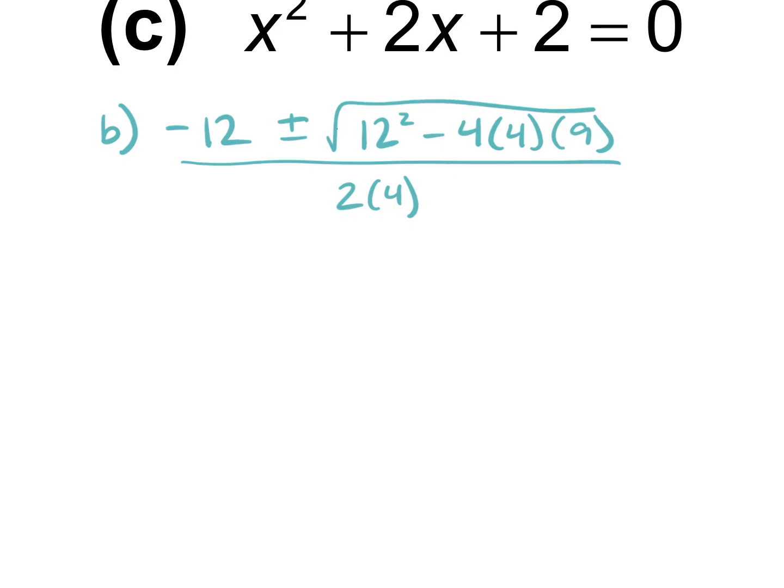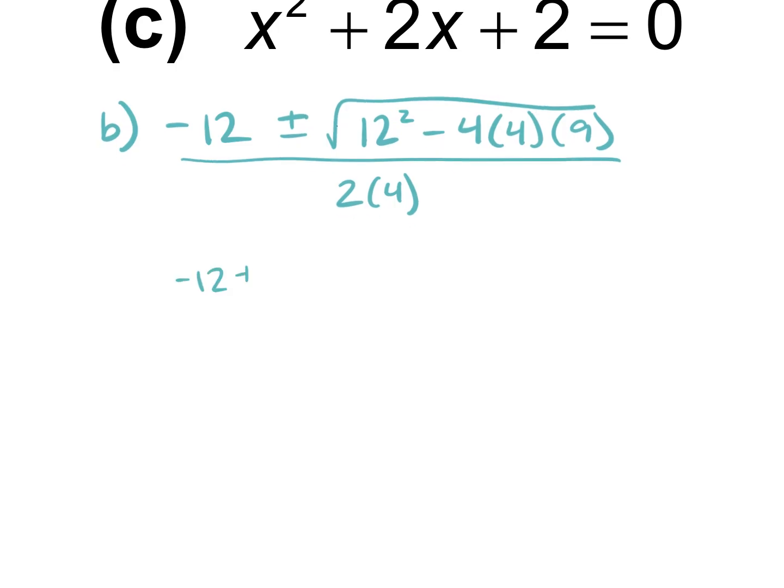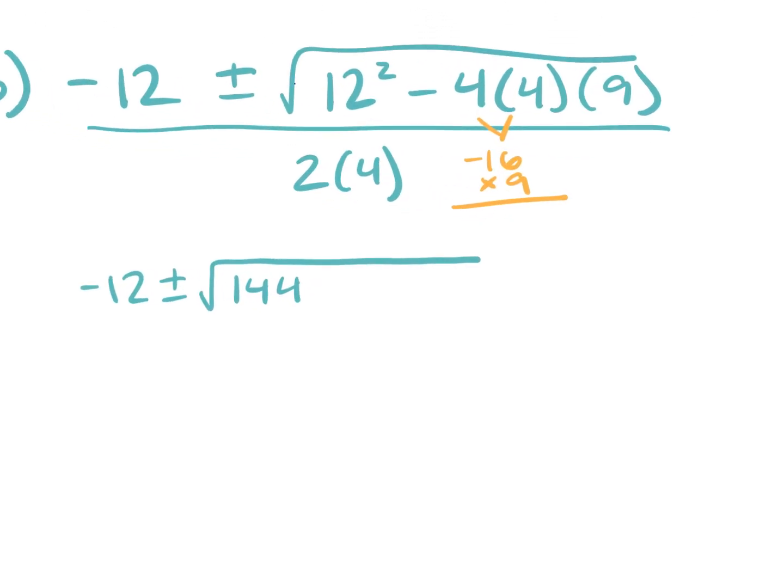So let's simplify. So we have negative 12 plus or minus the square root of, what's 12 squared? 144. Then here we have negative 4 times 4 would be negative 16. And negative 16 times 9, let's work it out. 6 times 9 is what? 54. And 9 times 1 would be 9. Plus 5 would be 14. So this would be minus 144, over 2 times 4, which is 8.